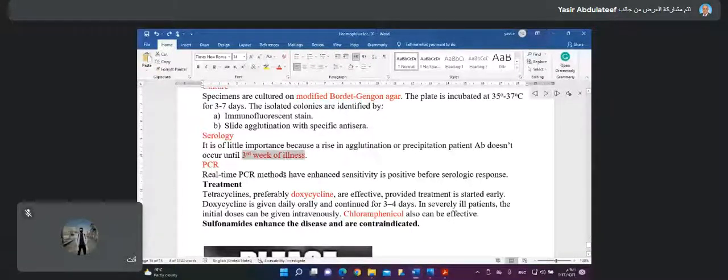Therapy مالته هو the best therapy هو doxycycline to treat rickettsial infections. نستمر عليه 3 to 4 days. أحيانا بالsevere ill patient chloramphenicol is actually effective. السلفوناميد ما ننطيها لأنه it actually enhances the growth of the bacteria. It is contraindicated in case of rickettsial infections.